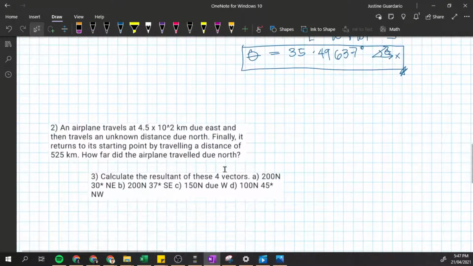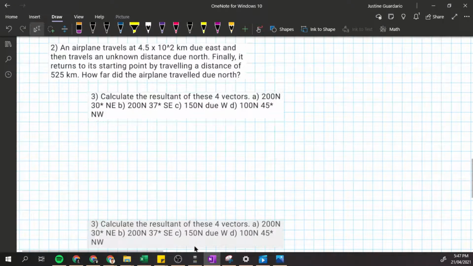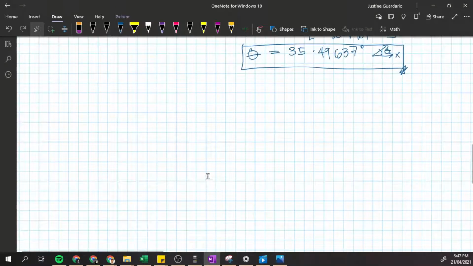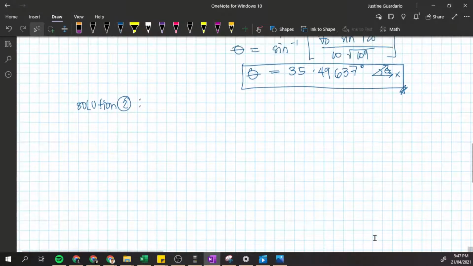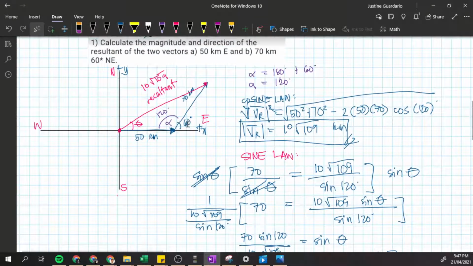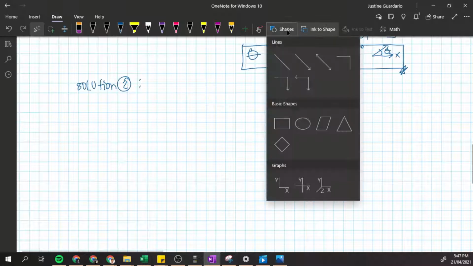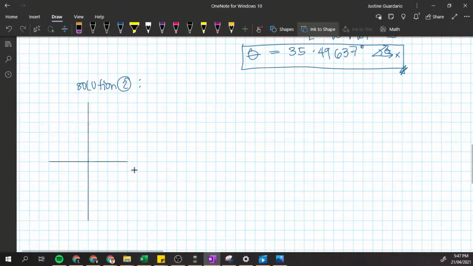Another way of solution is using the rectangular components. So, solution 2 na tayo. I'll present here another solution. Solution 2. Okay, sige, ayan. Start tayo ulit with our x and y coordinates. Ayan. Tapos, i-plot lang natin yung ating graph. So, this is still the x.